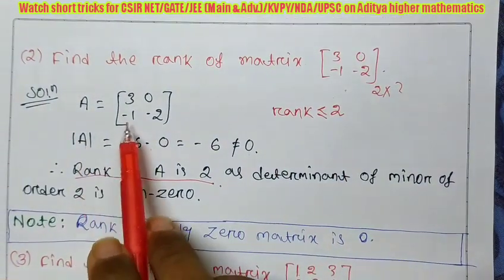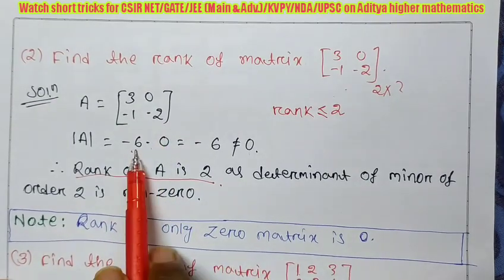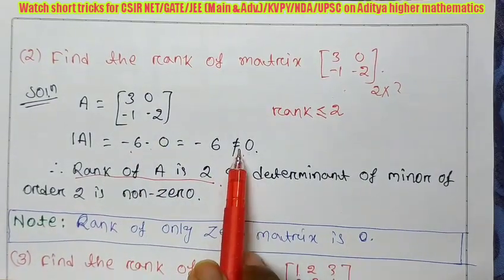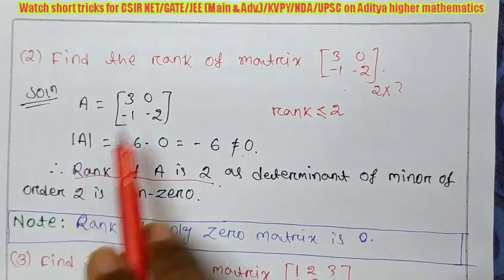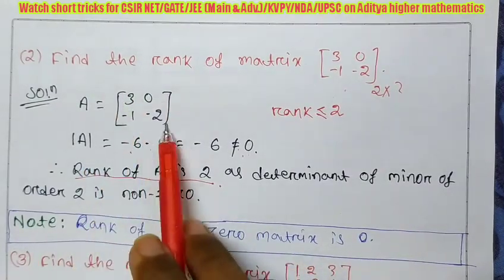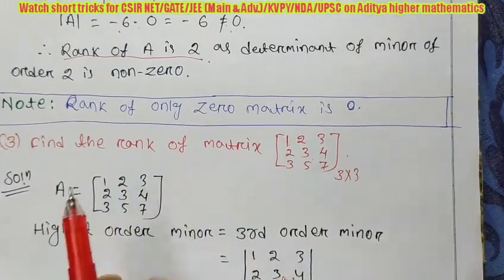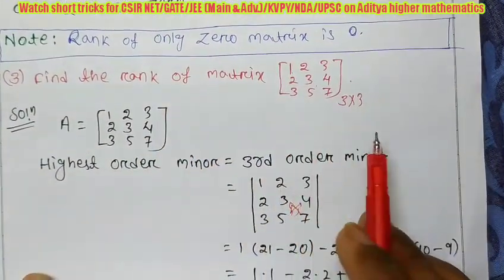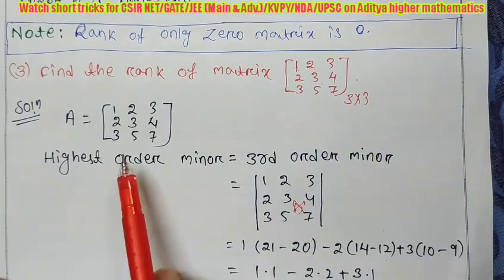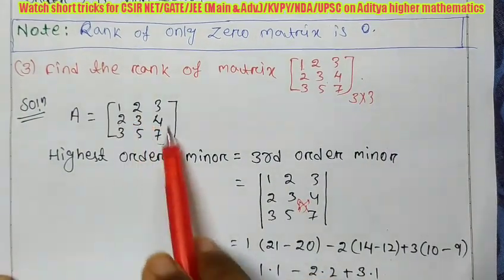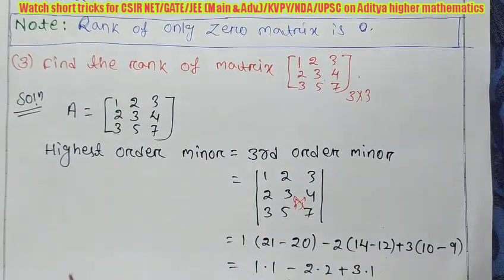So I am finding the determinant. 3 minus 2 is minus 6. So we are getting non-zero. Since it's non-zero and we are finding an order 2 determinant, meaning order 2 minor or order 2 submatrix, rank of A is 2. Next I am taking another 3 by 3 matrix. Here you can see one matrix given which is also a square matrix, and watch its solution. In the next problem I will take one rectangular matrix. So for your better understanding, watch all square and rectangular matrices.